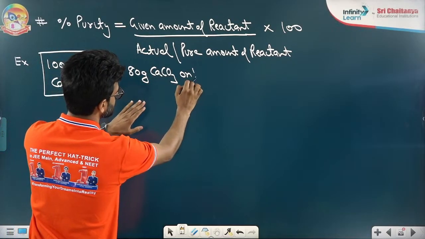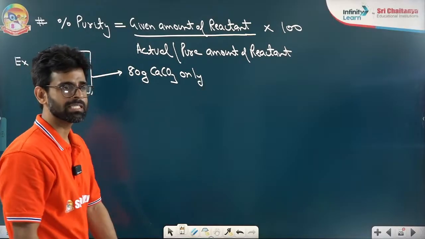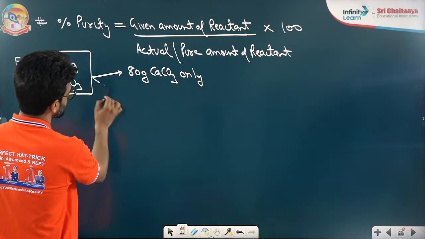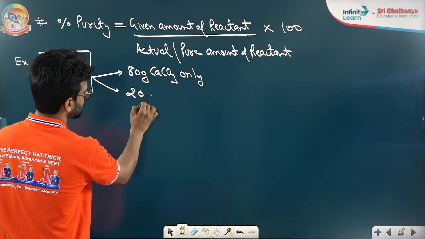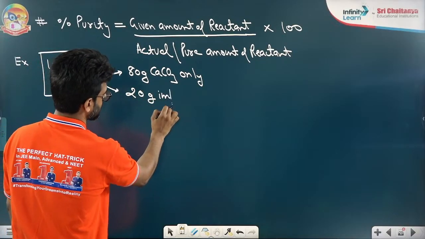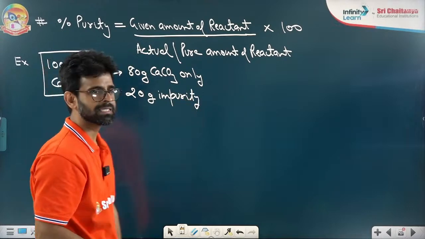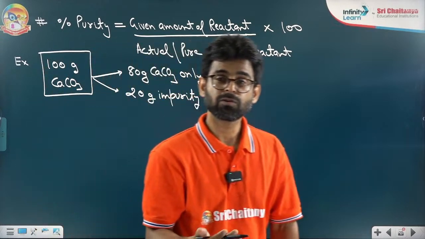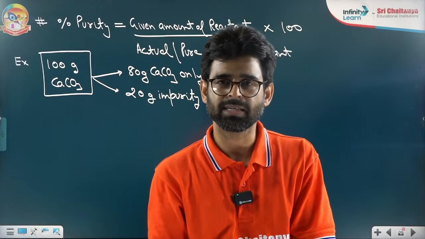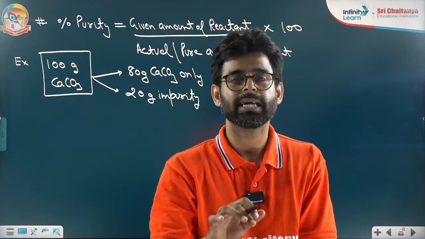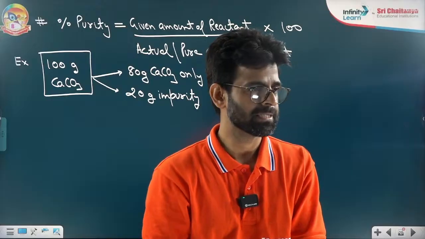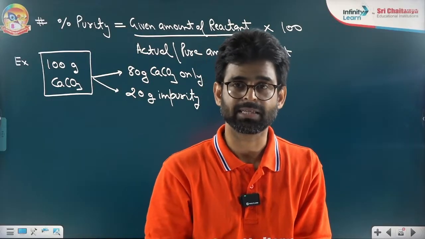Actually, it contains only 80 gram CaCO3, and the remaining 20 gram is impurity, sand or something else. It means the shopkeeper cheated you. Out of the written 100 gram of CaCO3, actually only how much? 80 gram, and 20 gram is cheating, right?